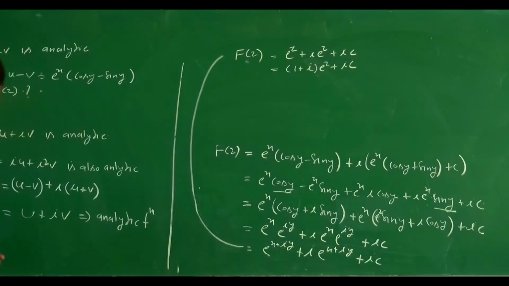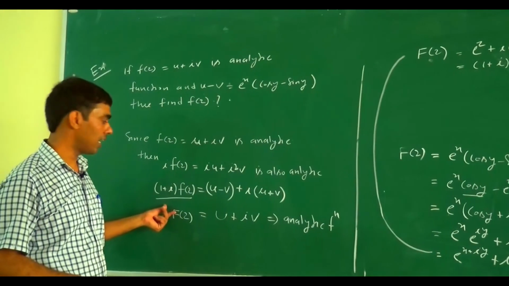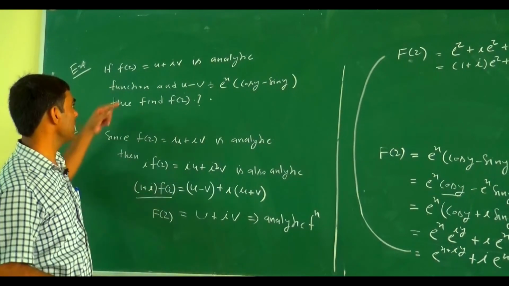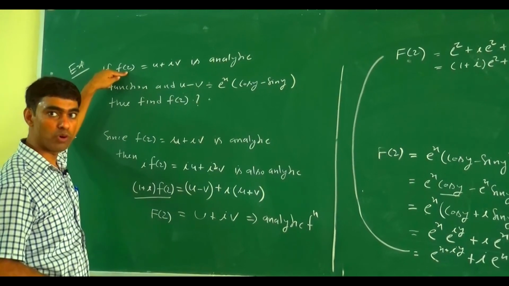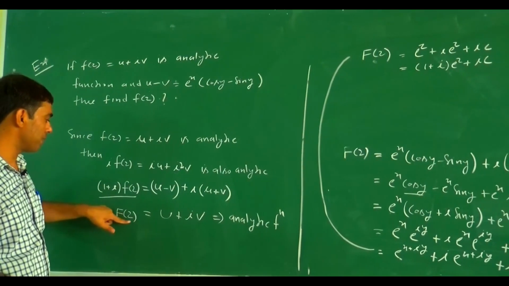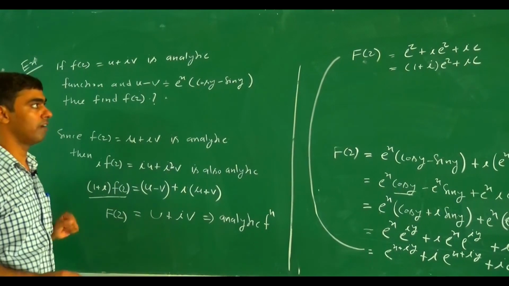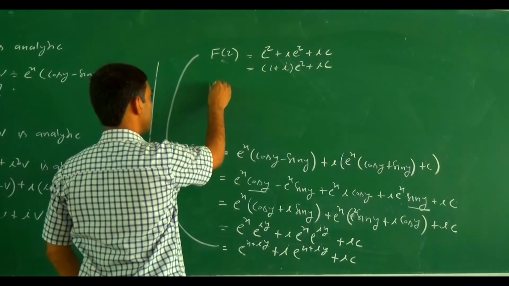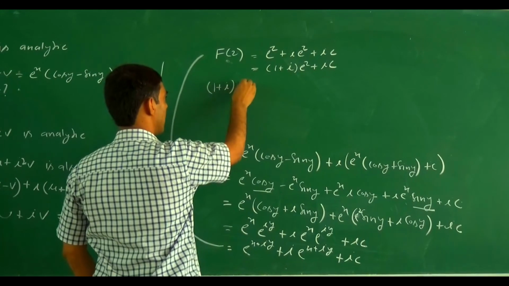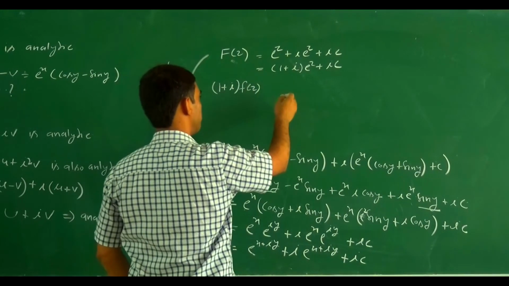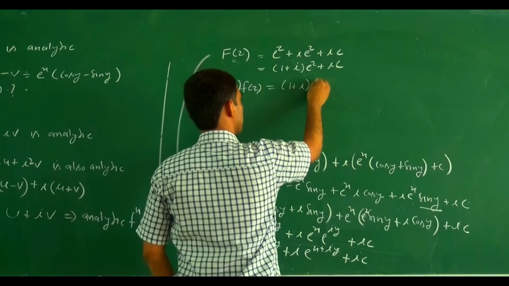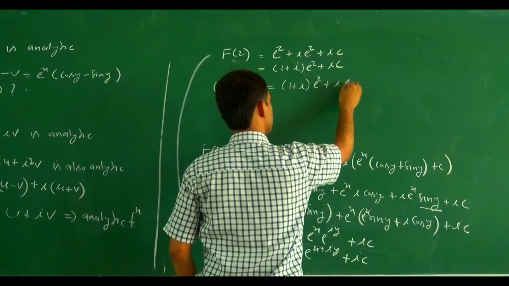Now what is the value of capital Fz? Capital Fz equals 1 plus i small fz. What is our aim? Our aim is to find out small fz. So we replace capital Fz by 1 plus i fz. So here we replace capital Fz by 1 plus i fz. This becomes 1 plus i e to power z plus ic.